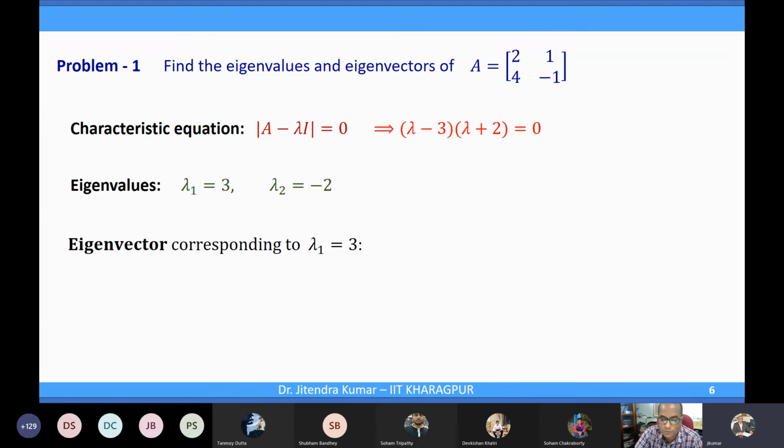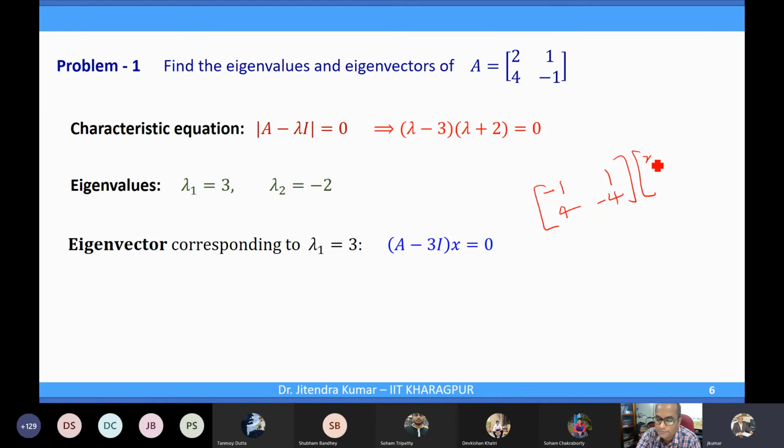So now the eigenvector corresponding to lambda 1 equal to 3. You have to take each of them and find the corresponding eigenvector. So for lambda 1 equal to 3, you have to solve (A minus 3I)x equal to 0. This system of equations you need to solve now. Can you solve that? Let me help here. A minus 3I means here you will get -1, 1, 4, and -1 minus 3, so you will have -4, right?